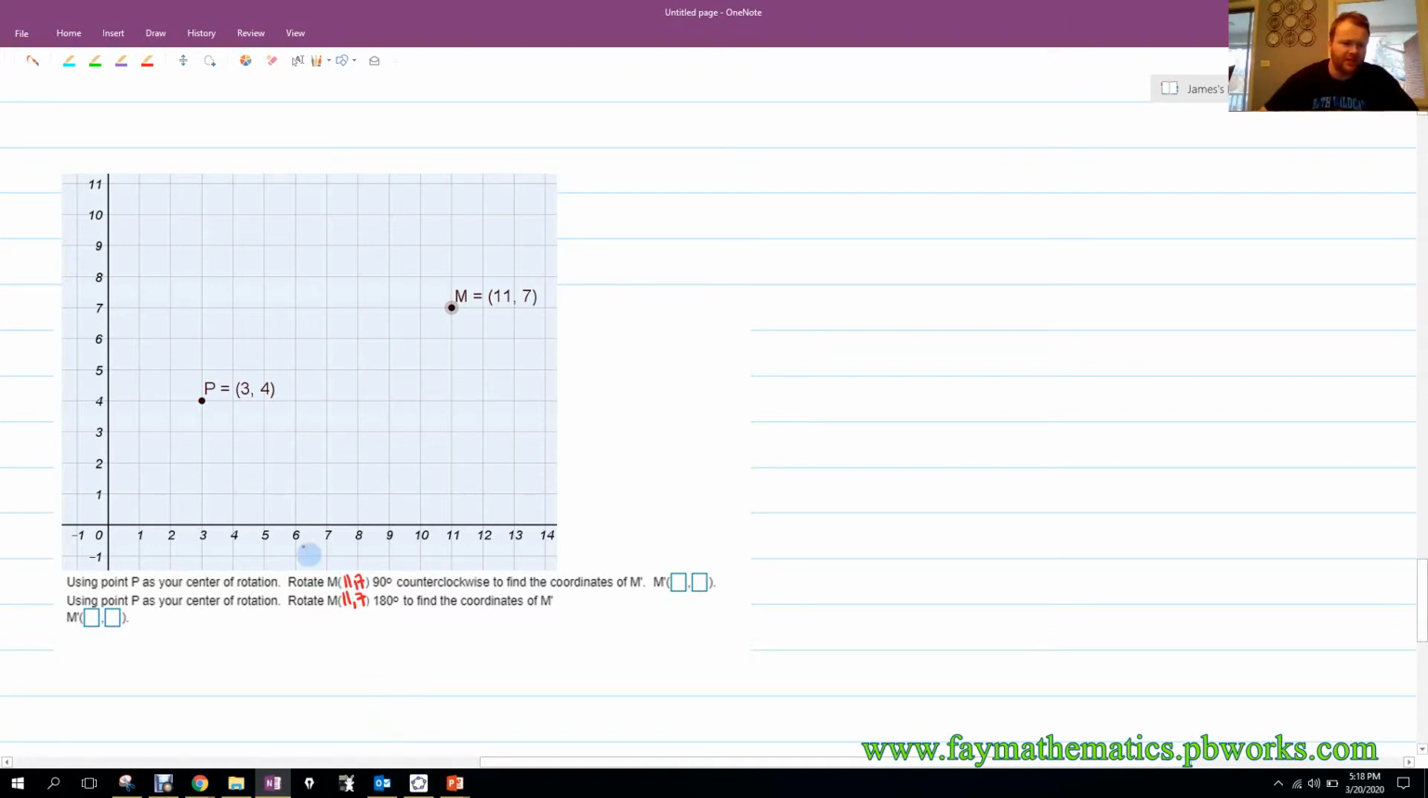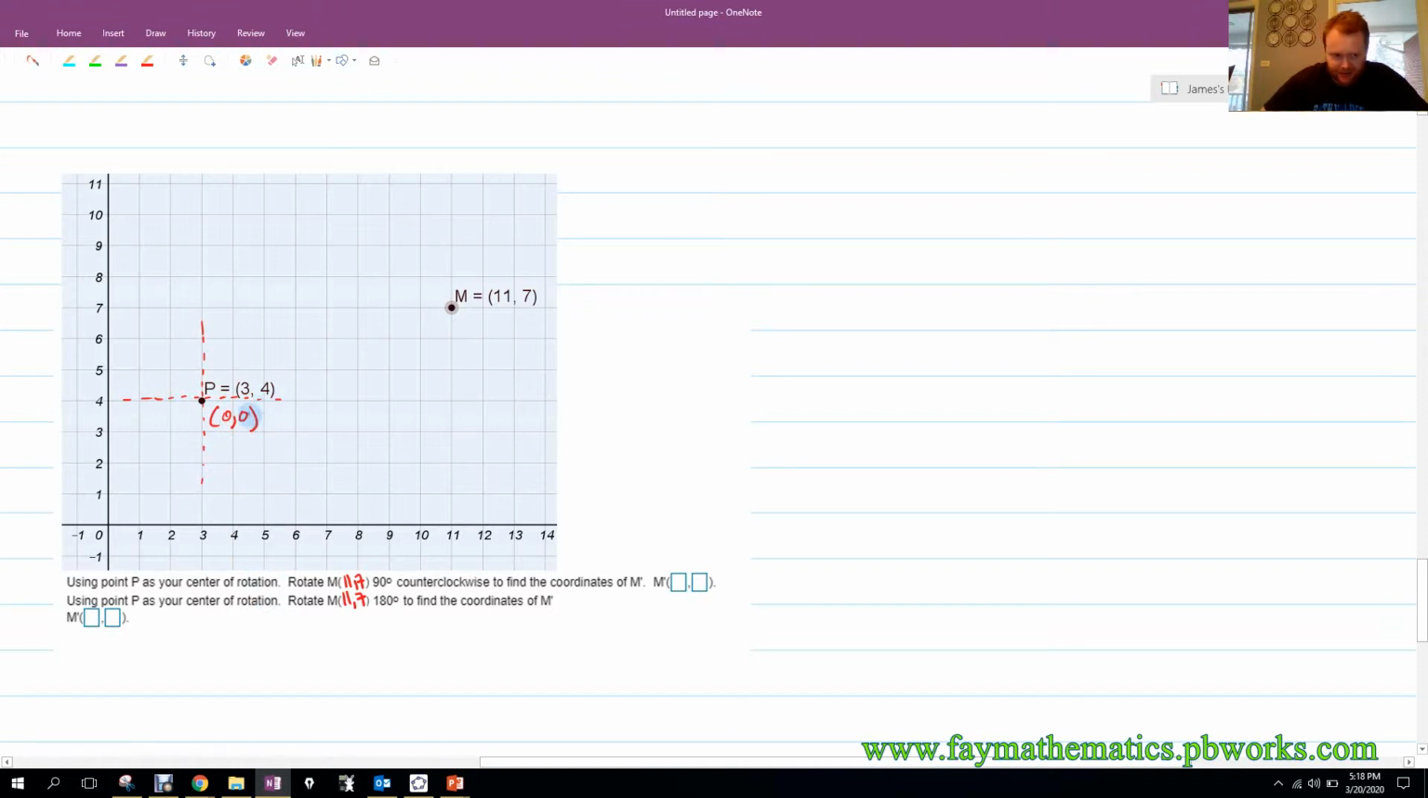The question says, using P as your point or your center of rotation, rotate M 90 degrees counterclockwise to find the coordinates of M prime. So the most direct way of doing this is to take P and relabel P as 0, 0.